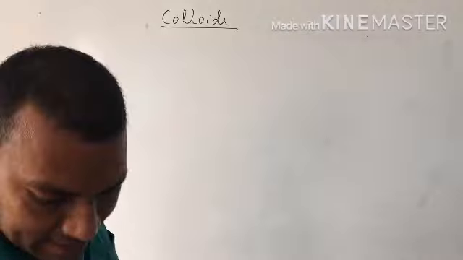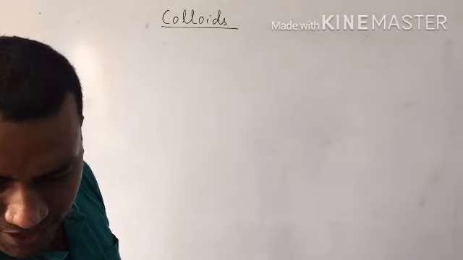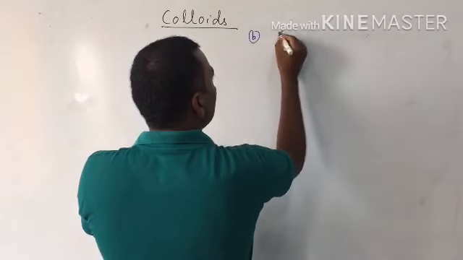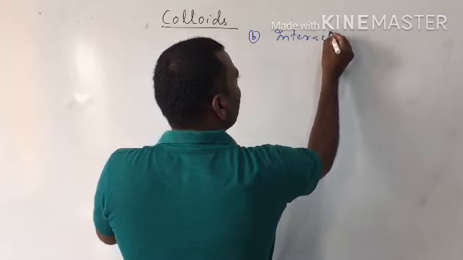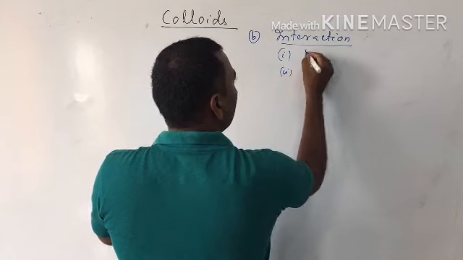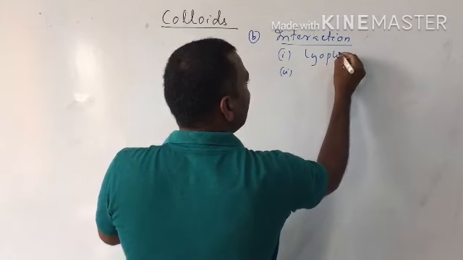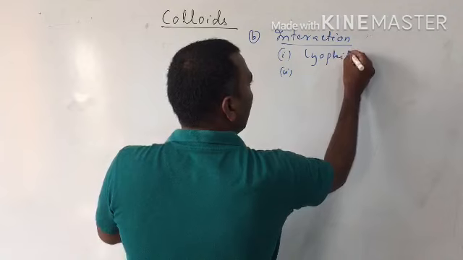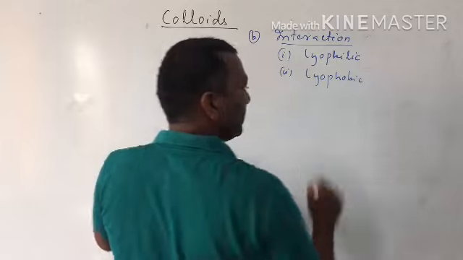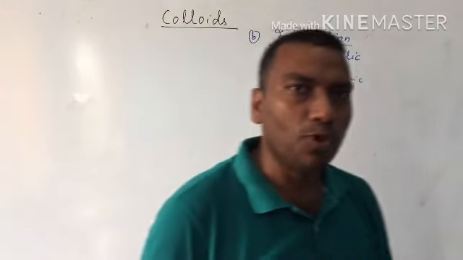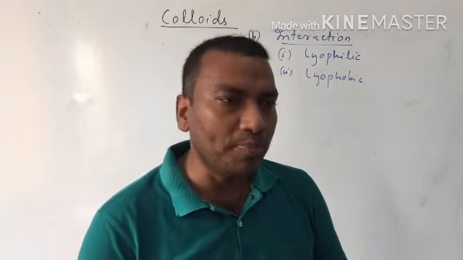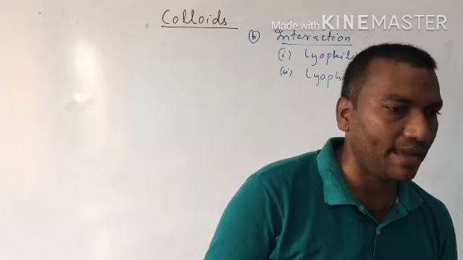Then the second type is classification based on nature of interaction. On the basis of nature of interaction, colloids are of two types: lyophilic colloid and lyophobic colloid. Lyophilic means solvent loving and lyophobic means solvent hating. First you see one example.